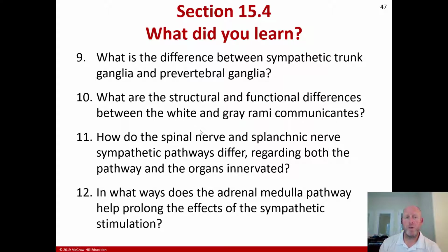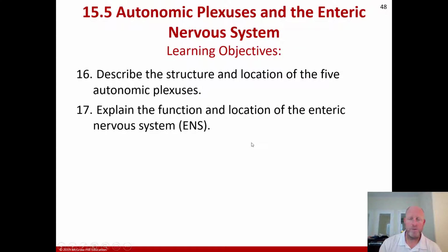What's the difference between the sympathetic trunk ganglia and prevertebral ganglia? You should know that generally for sure. What are the structural and functional differences between the white and gray rami communicantes? How do the spinal nerve and splanchnic nerve sympathetic pathways differ regarding both the pathway and the organs innervated? Important for long term. That part's not going to be on the exam. Same with the last objective, which is important to know long term, but not for now. In what ways does the adrenal medulla pathway help prolong the effects of the sympathetic stimulation? And that's section 15.4, and we'll come back here shortly.